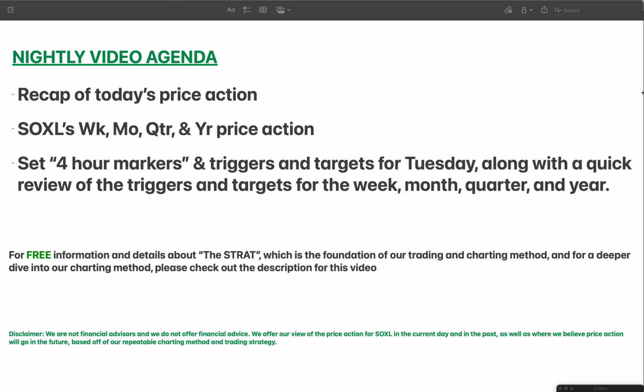So just looking at today's agenda, we're going to recap today's price action. We'll take a quick zoom out and look at the week, month, quarter, and year perspective, just to keep everything in check. Then we'll zoom back in and set our 4-hour markers and our triggers and targets for Tuesday, along with a quick review of the triggers and targets for the week, the month, the quarter, and the year.